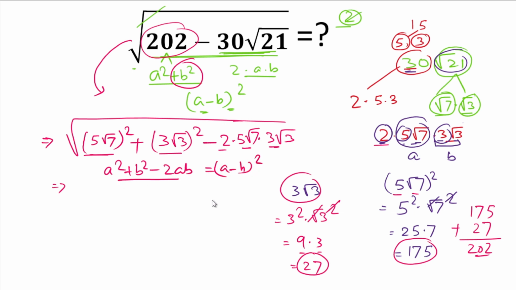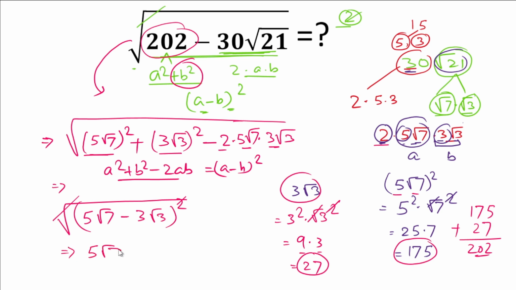That is equal to a minus b whole squared. So according to this formula we can write 5 square root 7 minus 3 square root 3 and its whole square, which is under the root. Here the root and square get cancelled, so we can write 5 square root 7 minus 3 square root 3. That is the answer of this question.